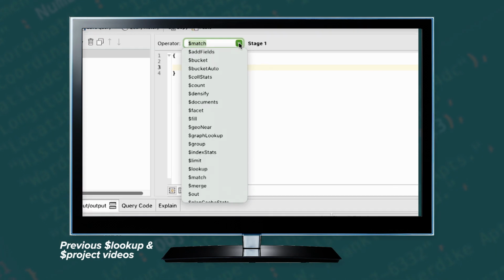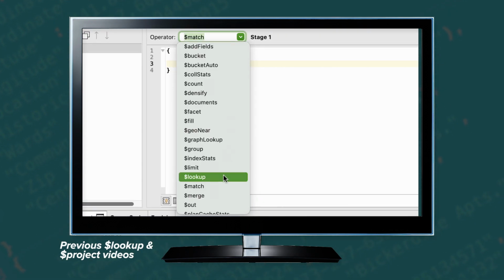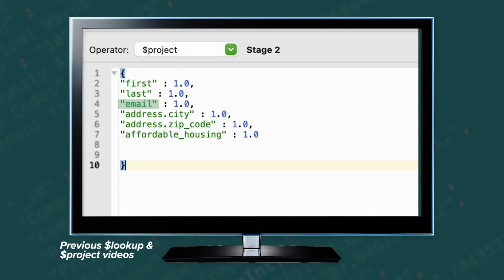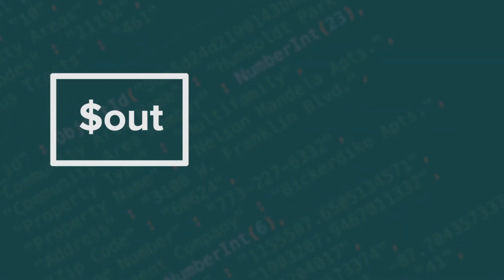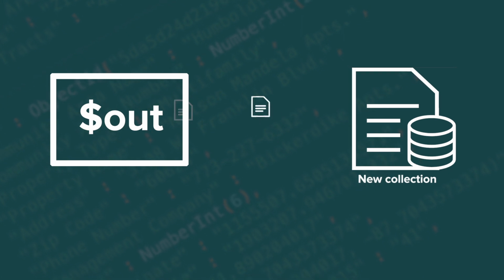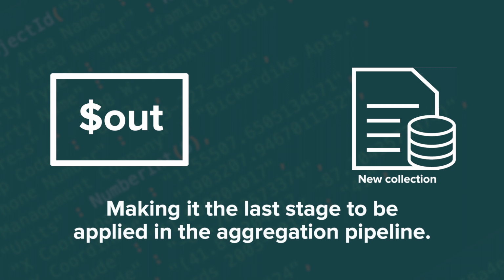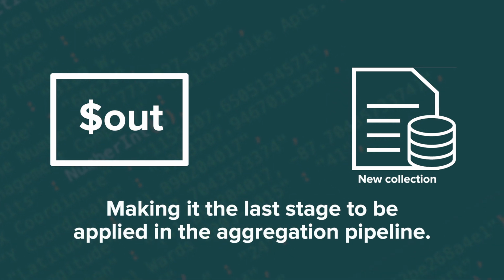This tutorial is a continuation from our previous examples that used a lookup stage to join two collections and a project stage to project specific fields. The out stage is used to export output documents of an aggregation query to a new collection, making it the last stage to be applied in the aggregation pipeline.